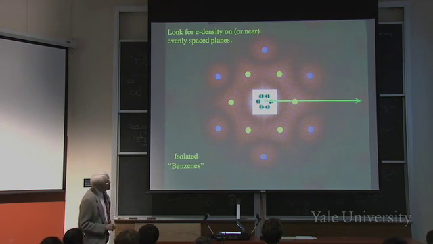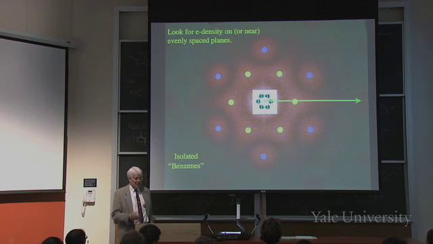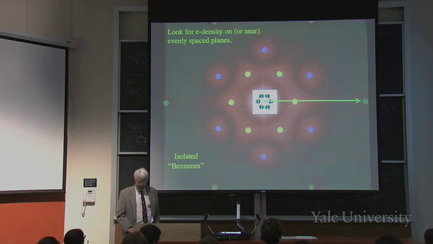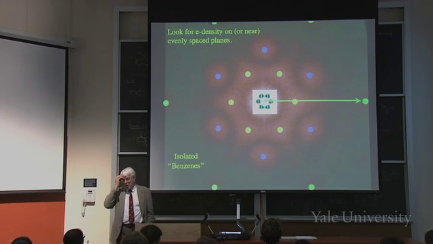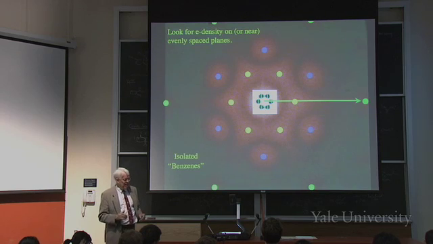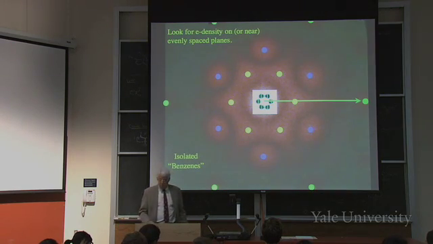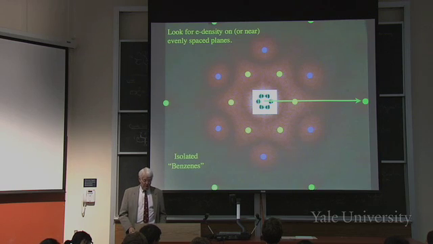Can you see it there? Just a little bit. I could turn the room lights down, but I don't think it's worth it. You can see that it's there, so there are 6 of them out there as well. Okay, so you got the idea of how, by looking for evenly spaced planes, you can predict what the pattern will be for a certain arrangement of electrons.